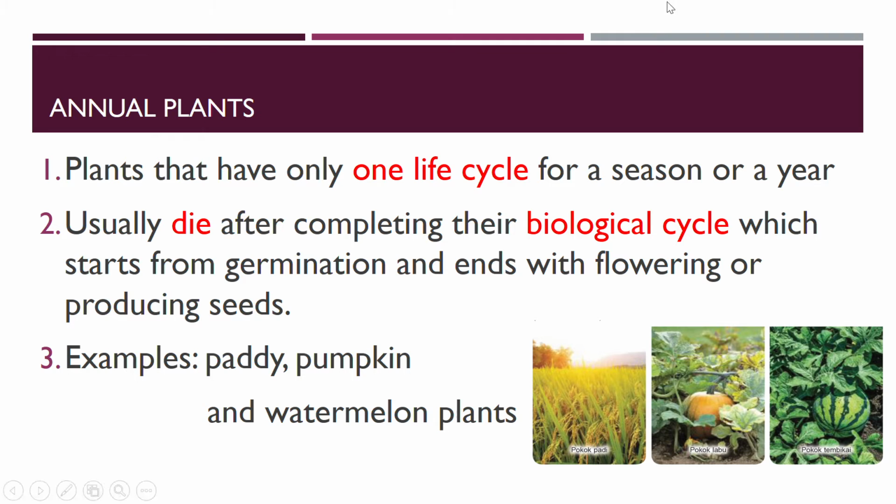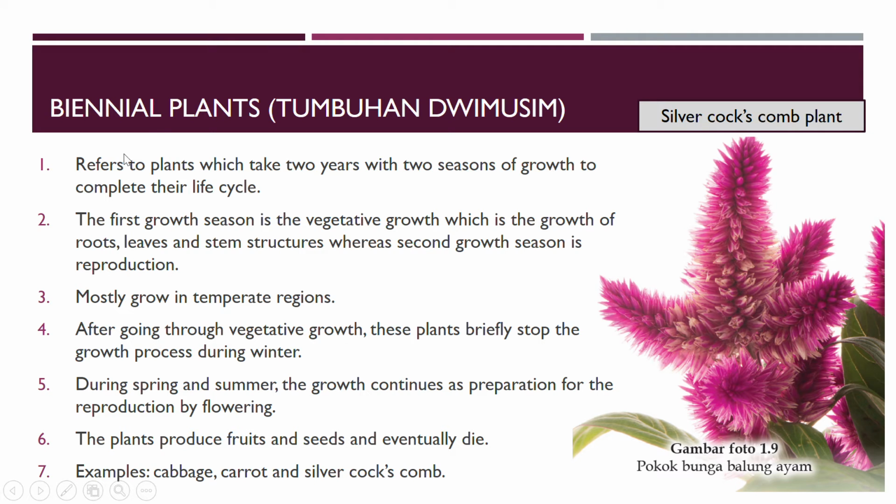So what is actually annual plants? Meaning these plants only have one life cycle for a season or a year. Okay, maksudnya selalunya mereka ni akan mati after they have completed their biological cycle, which starts from germination, percambahan, sehinggalah ada mereka berbunga dan lepas bunga tu akan ada biji benih, nanti mereka akan mati. So these are the examples. Okay, simple ya.